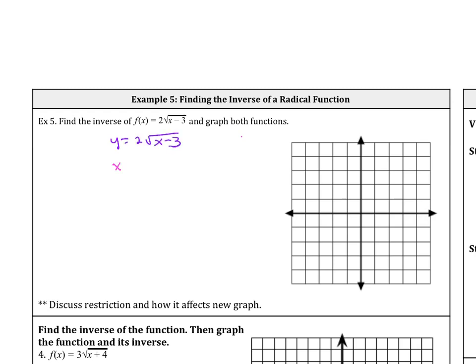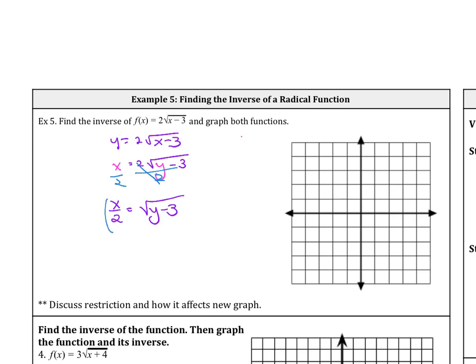Then we switch the roles. x equals 2 square root of y minus 3. Then we need to isolate the y. So the first thing we do is divide by 2. So we get x over 2 equals the square root of y minus 3.